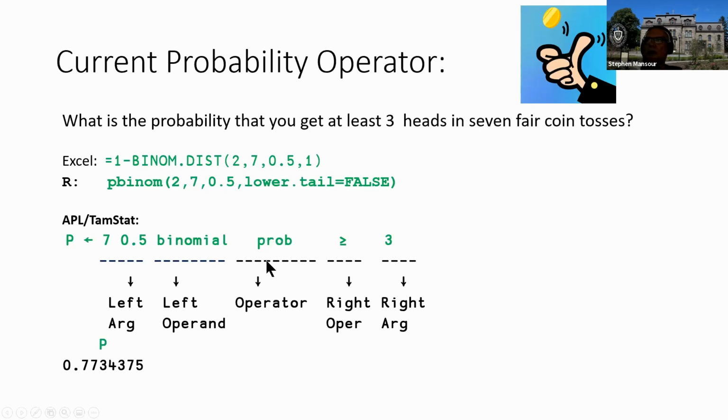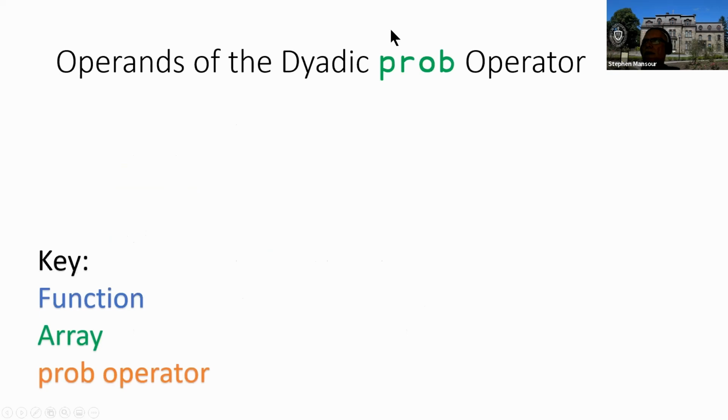Now, I wanted to expand that because this is one way to talk about probabilities with regard to statistical distributions. It's more theoretical probability, but we can also calculate probabilities in many different ways. So I want to talk about the operands of the new probability operator in TamStat. My key down here is functions are in blue, arrays are going to be in green, and the probability operator itself will be represented in orange. So I used some color coding here.